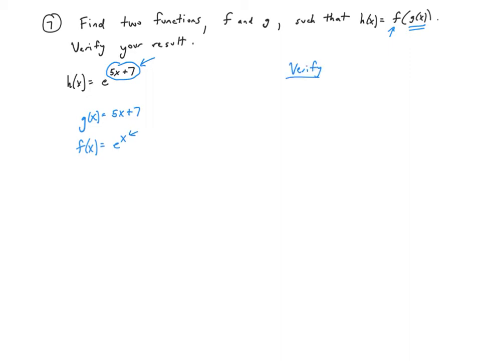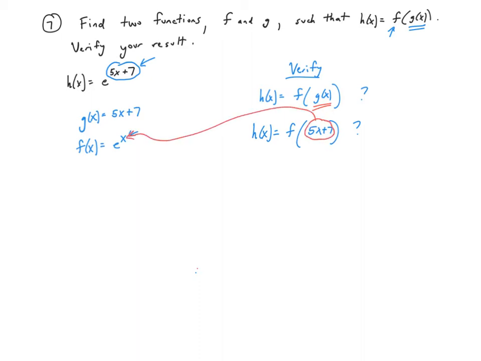Now we will verify our answer. Is h of x equal to the composition of the two functions we just chose? To check, perform the composition and remember to start with the inner function. Is h of x equal to f of 5x plus 7? Into f, plug in a 5x plus 7. Is h of x equal to e to the 5x plus 7? Yes, checked. Therefore, h of x is the composition of the two functions we just chose.